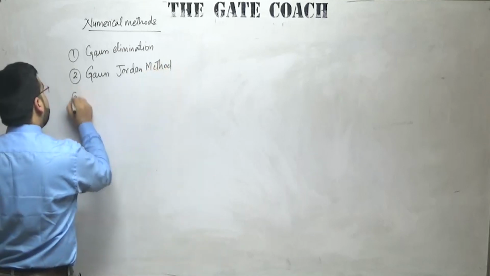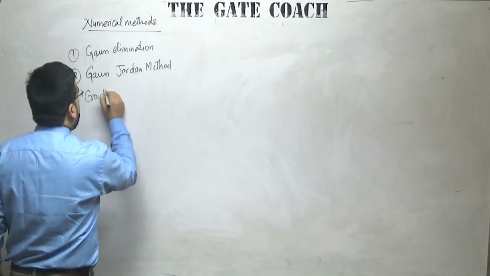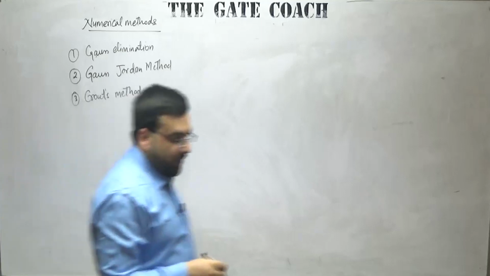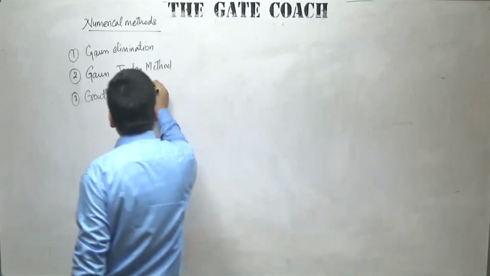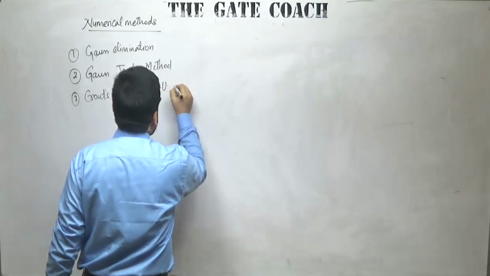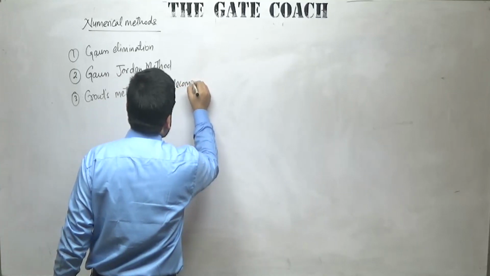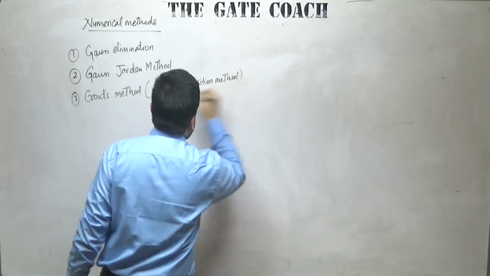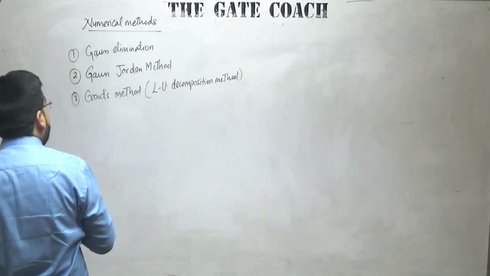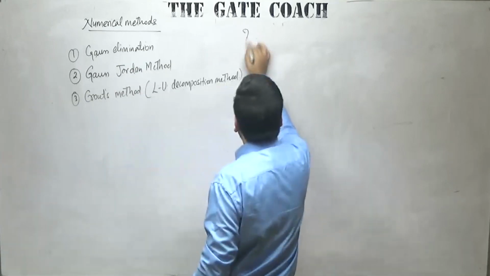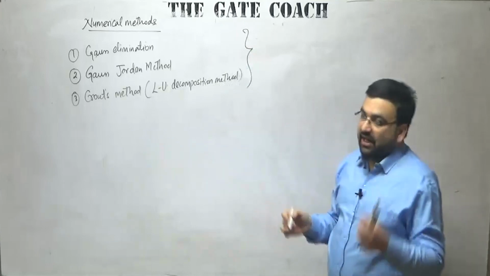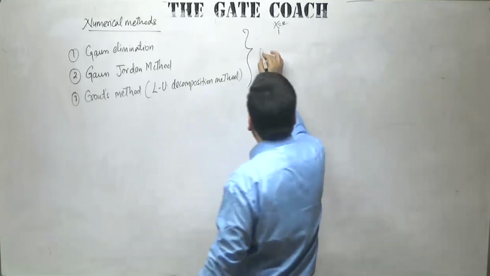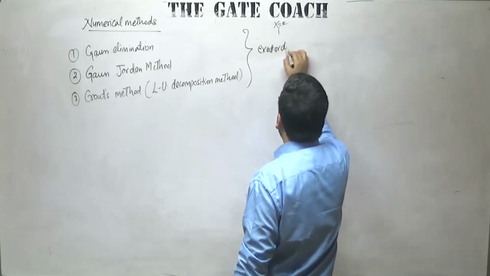Third method is called the Kraut's method, which is also called the LU decomposition method, or the lower triangular, upper triangular matrix decomposition method. These three methods are also called the direct methods or exact methods. Why? Because we are getting some exact value. X might be equal to 2 or 3 or 4, or y equal to 1 to 3. Exact values we are getting. These are also called the exact or direct methods.